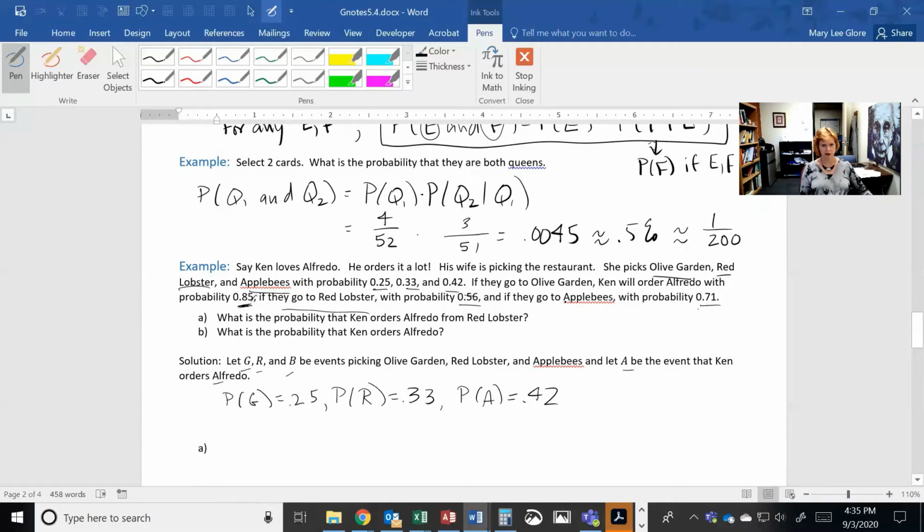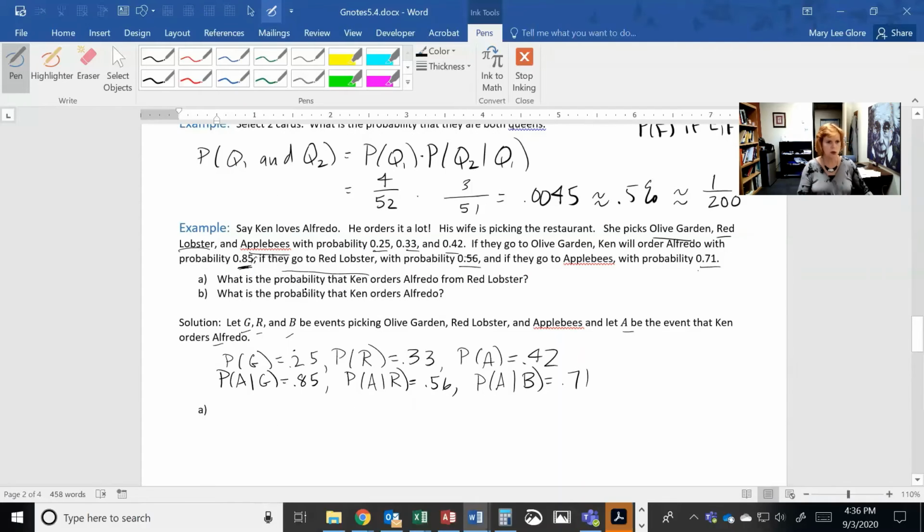If they go to Olive Garden, Ken will order Alfredo with this 0.85. So the probability of Alfredo given they go to Olive Garden is 0.85. And the probability of getting Alfredo given they go to Red Lobster is 0.56. And the probability that he orders Alfredo given they go to Applebee's is 0.71. Those are all of the numbers given to me above.